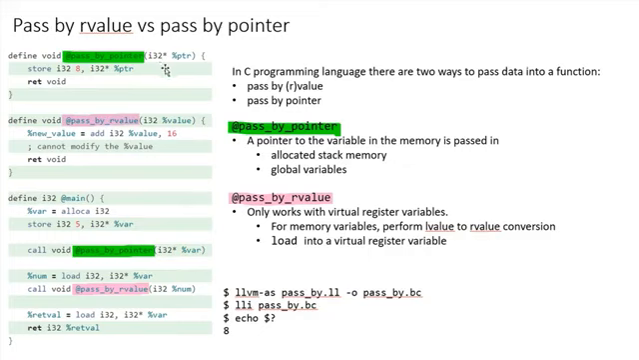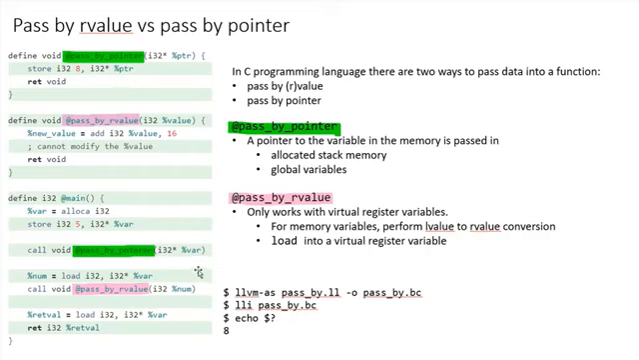This works for variables in the memory only. Allocated stack memory or global variables. It does not work with virtual register variables because they do not have an identifiable memory location. So you cannot change them indirectly.